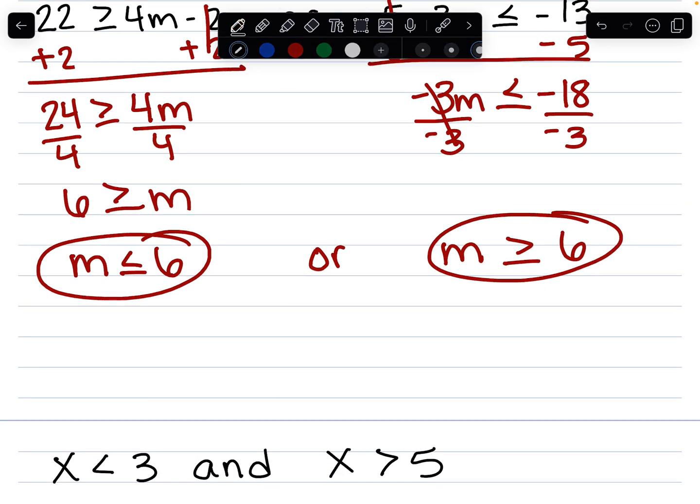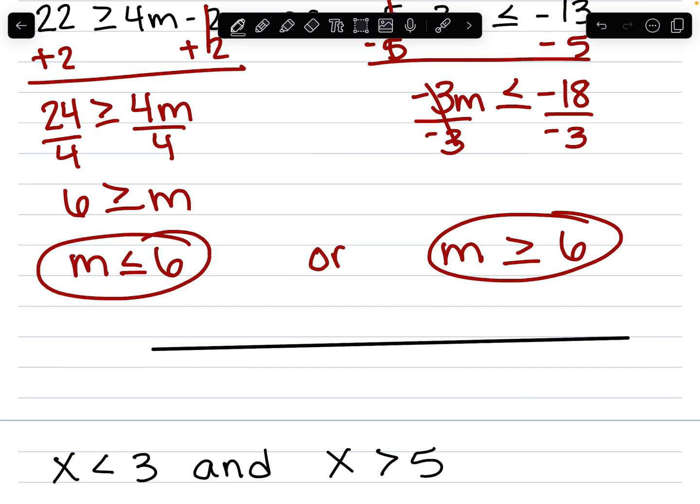So as long as either one can be true, what's this going to look like on my graph? Them going away from each other. So they're both starting at 6, right? Do they both include 6 though? No, they go away from each other. Right, but do both points include 6? Yes. So really, on your graph, it's going to look like this.